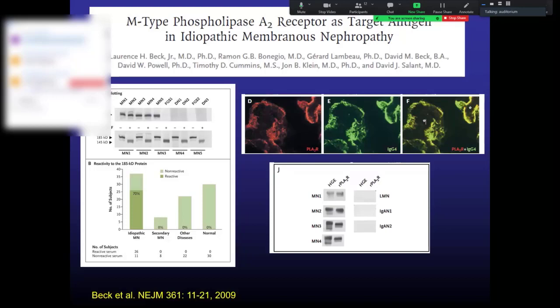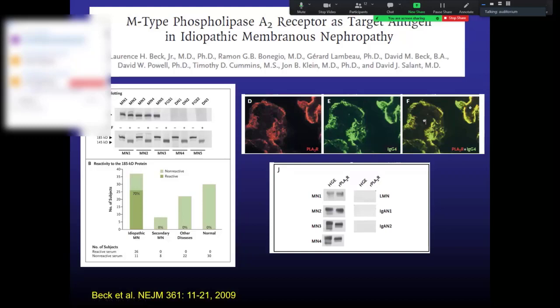This really was a big deal when it came out in the New England Journal of Medicine. I'd like to point out some of my colleagues, Dr. Klein, Dr. Cummins, who was a grad student at the time and is now a PhD in nephrology, and Dr. David Powell, who were all part of that discovery, because it happened here at U of L. We don't talk enough about all the research that's happening here that contributes to medicine. The discovery of this really changed how membranous nephropathy is treated and followed.